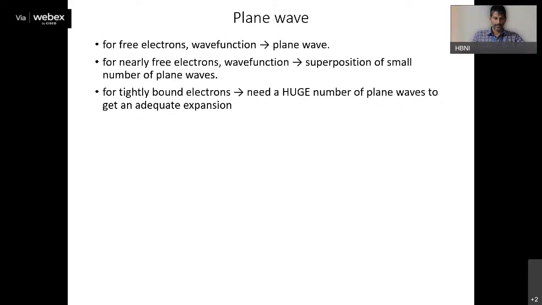If your electron is free, certainly one can represent it by a plane wave, and for nearly free electrons also, one can use a superposition of a small number of plane waves. But if your system has tightly bound electrons, then one needs a huge number of plane waves to get an adequate expansion. When you have tightly bound electrons, your electron density is localized. Say you have one peak and you want to represent it in terms of Fourier components. Certainly you require a large number of Fourier components to represent a localized peak. That's why for tightly bound electrons, one requires a huge number of plane waves. So one cannot directly use the full potential when using plane waves as a basis set.